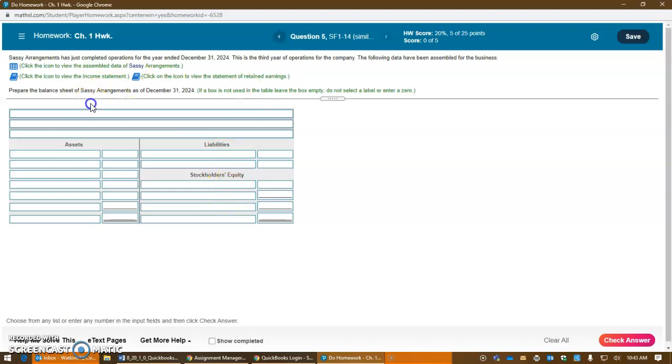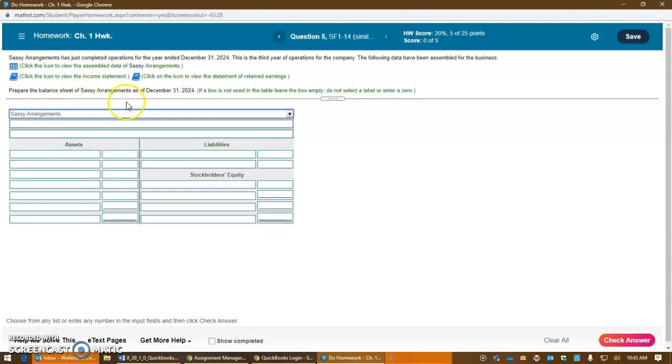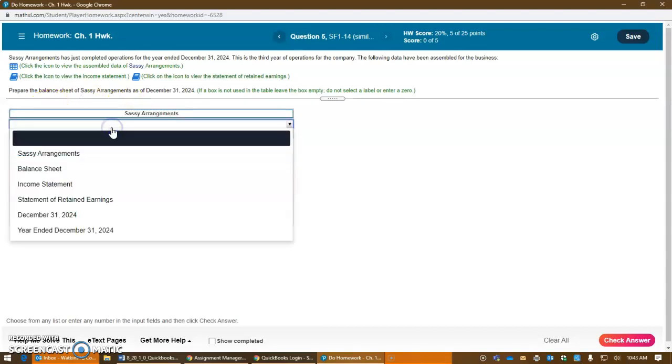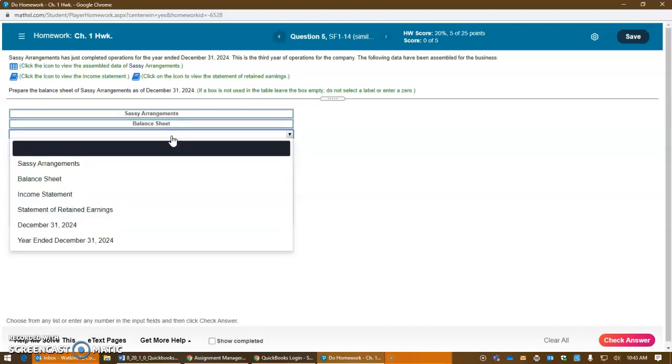Okay, so name of the company, this is Sassy Arrangements. Name of the financial statement, which is balance sheet. And then now this is what is different from all the other statements, is the date. The balance sheet shows us like a snapshot of our business. As of this date, these are our assets, these are our liabilities, and these are our equities. So it's not necessarily for a period of time.